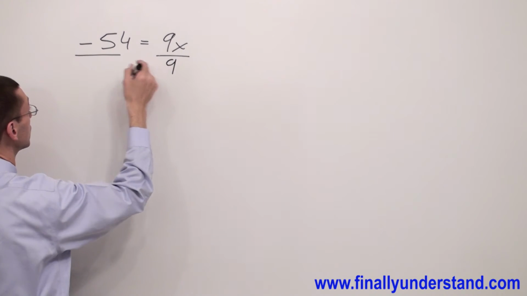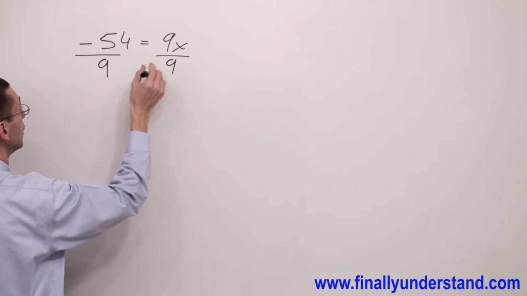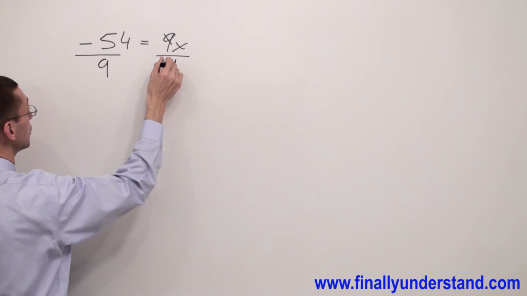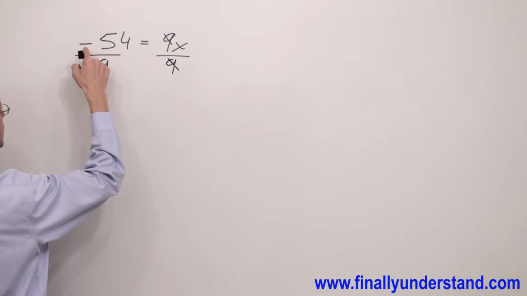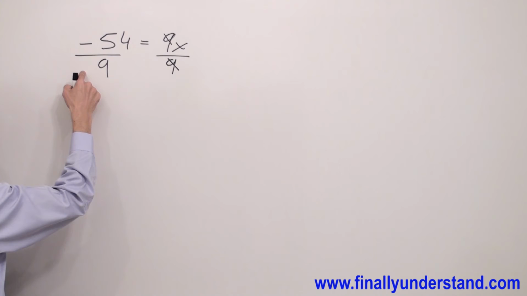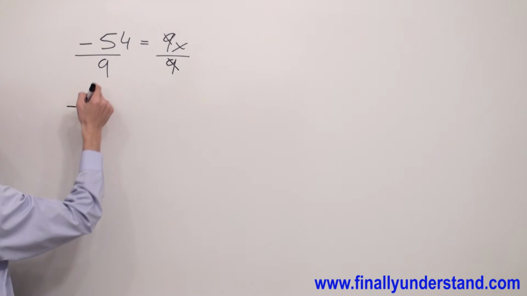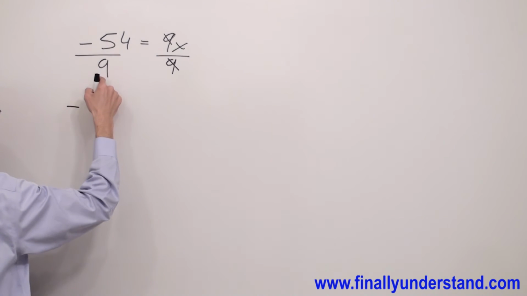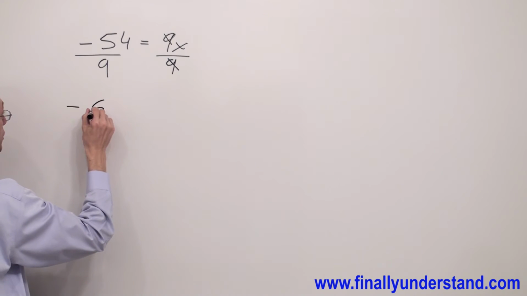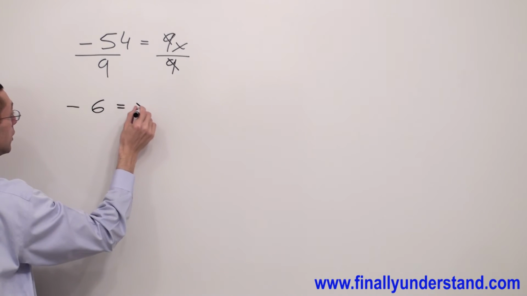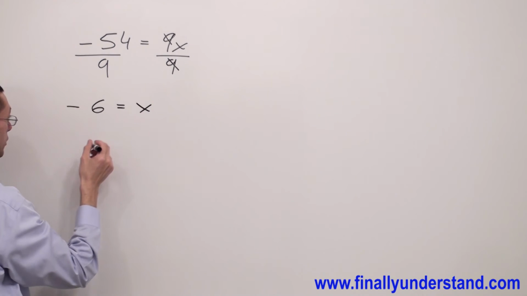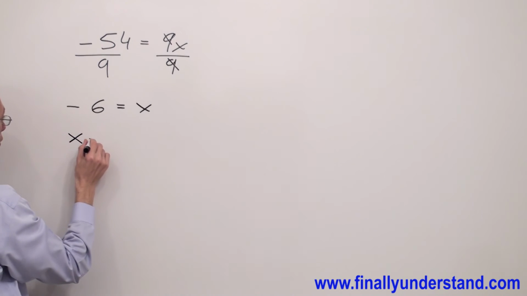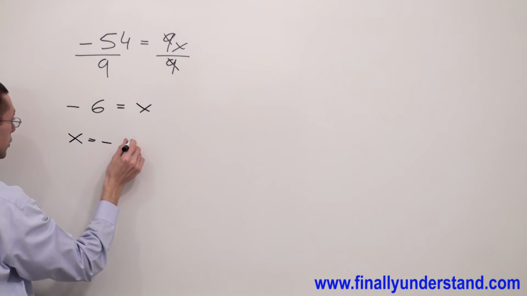In this case it is 9. 9 divided by 9 is 1, and negative divided by positive will give me negative. 54 divided by 9 is equal to 6, equals x. You can rewrite this equation as x equals negative 6.